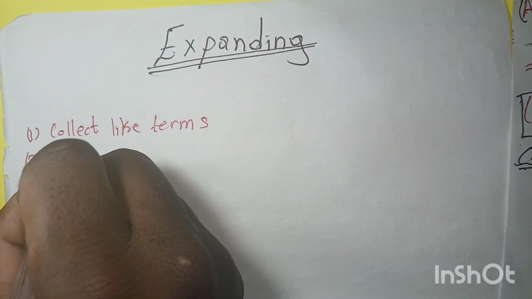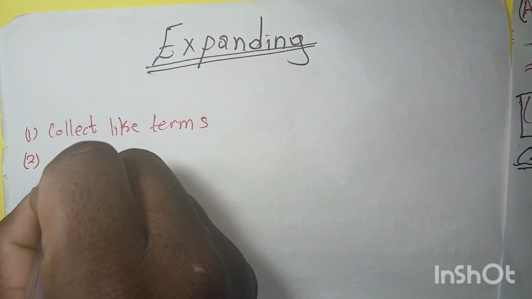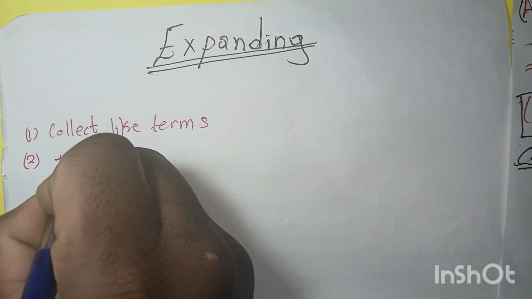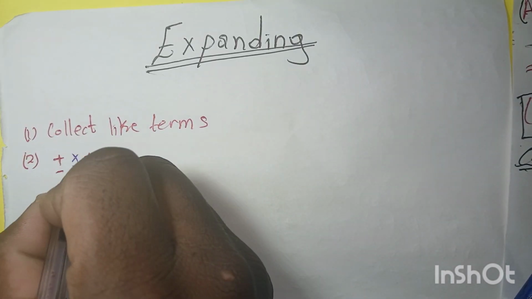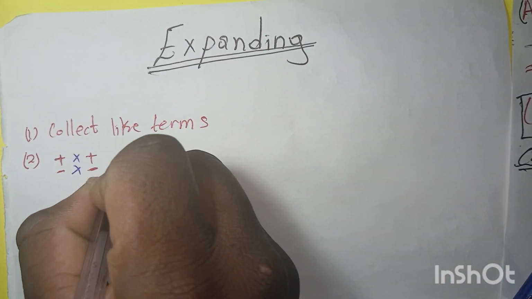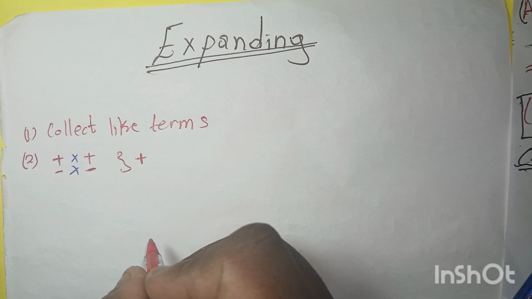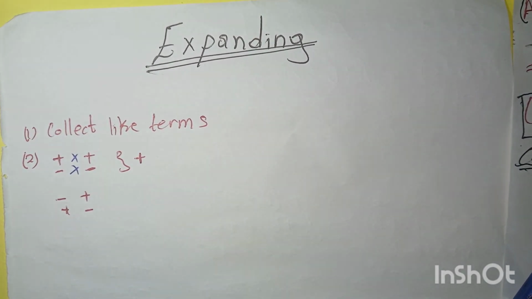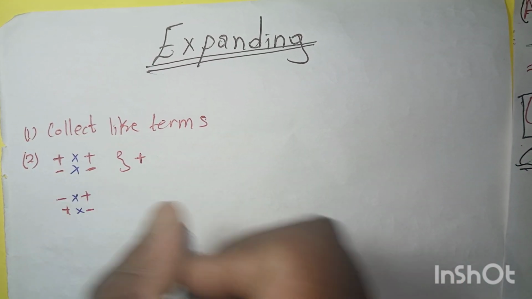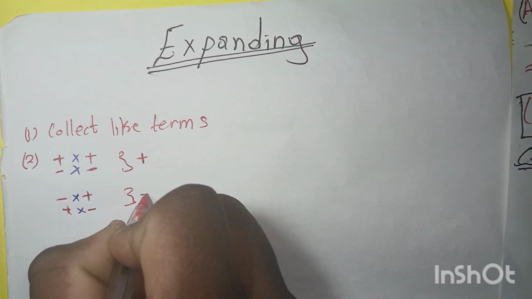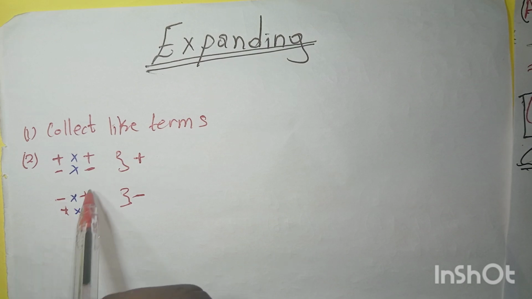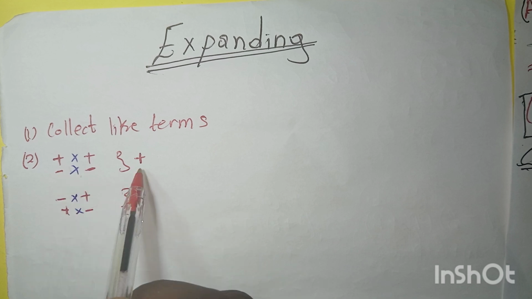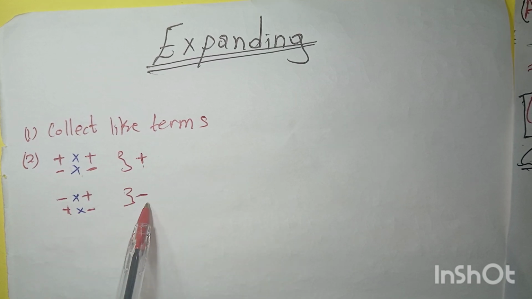If you multiply same signs, you will get positive. But if you multiply different signs, you will get negative. That's another method you should know. If you multiply same sign, you get positive; different sign, you get negative.